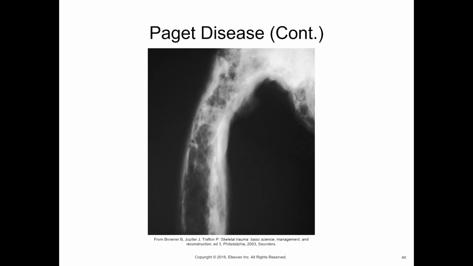So this is an x-ray of Paget disease of the femur. The characteristic radiographic findings for this are thickened cortices, but you also get these coarse-looking trabecular patterns. You also get your bowing deformity of the extremity because, again, the bone is soft.